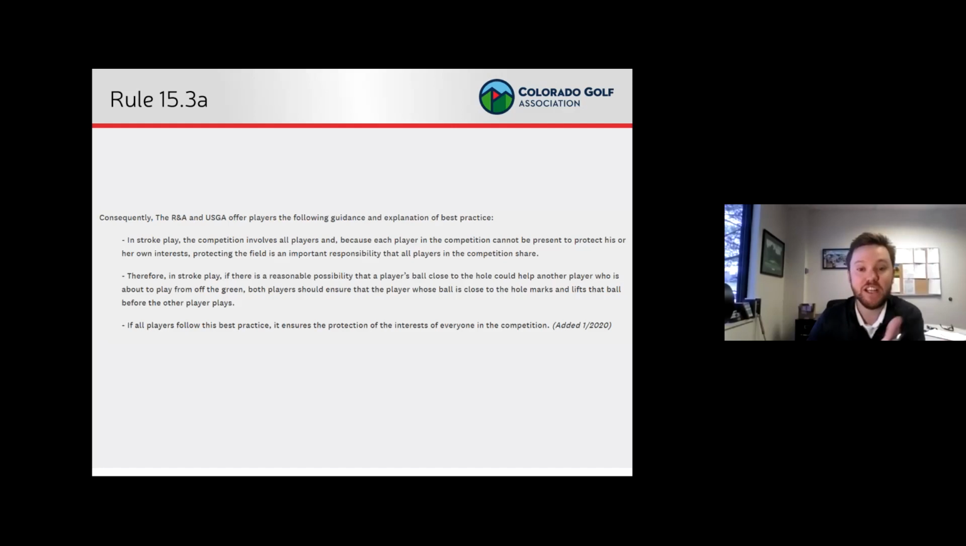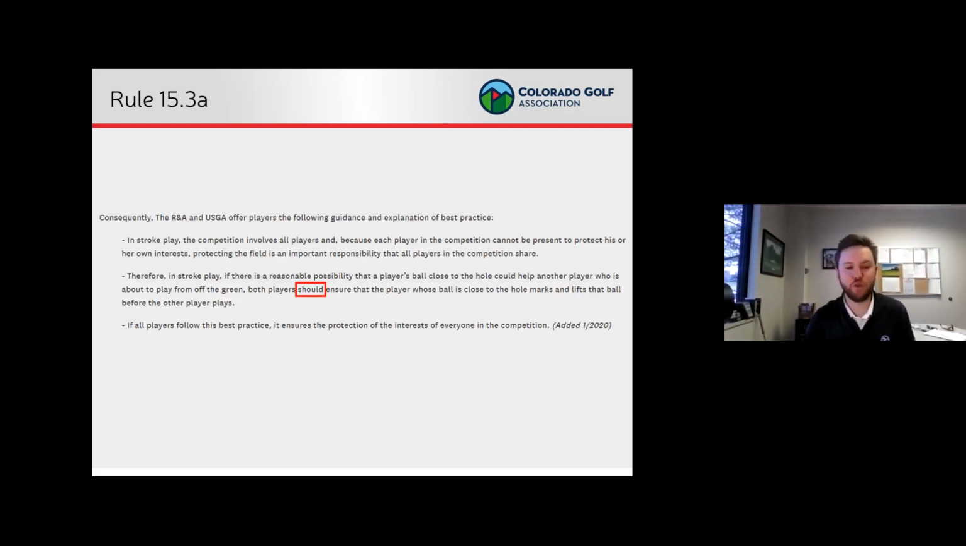And this was added well after these rules were written. These were introduced in January of 2019. They were in play January 2019, and this was added a full year after that, once there were some issues with it. Again, it says should, it doesn't say must. It says here's the best practice to avoid that.